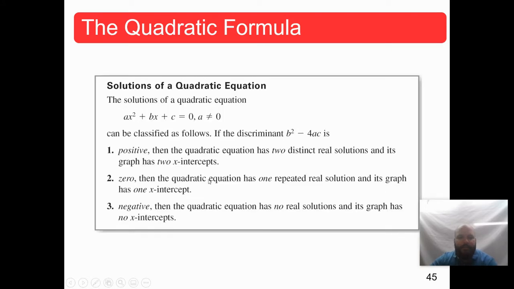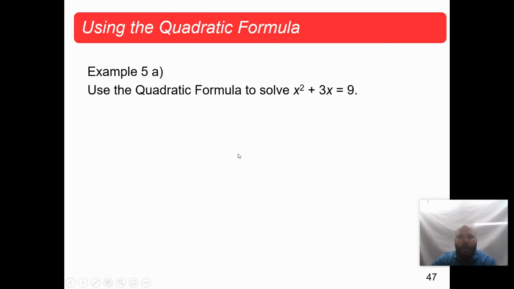A couple things about the quadratic formula is it always works no matter what, just like completing the square. So it will give you the imaginary solutions. It will solve quadratic equations that are not factorable by any other means, but it will still give you an answer. So how would you solve this using the quadratic formula?